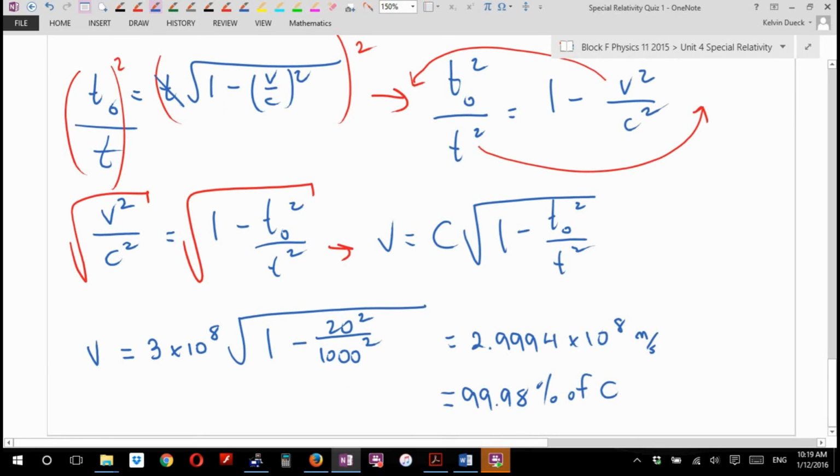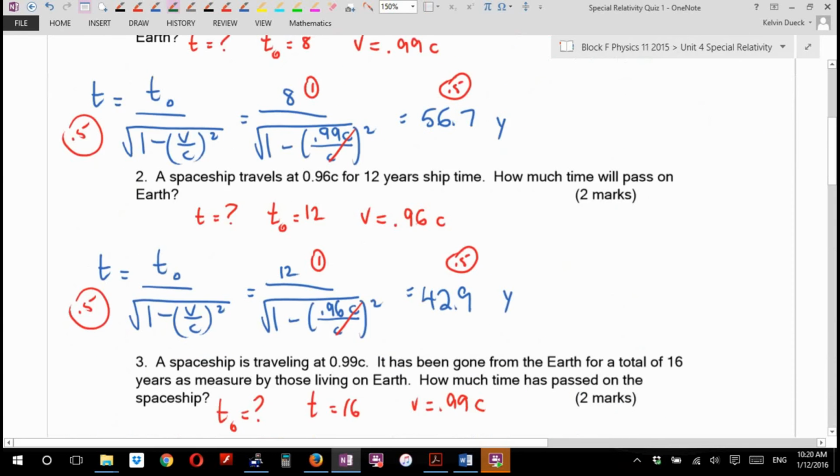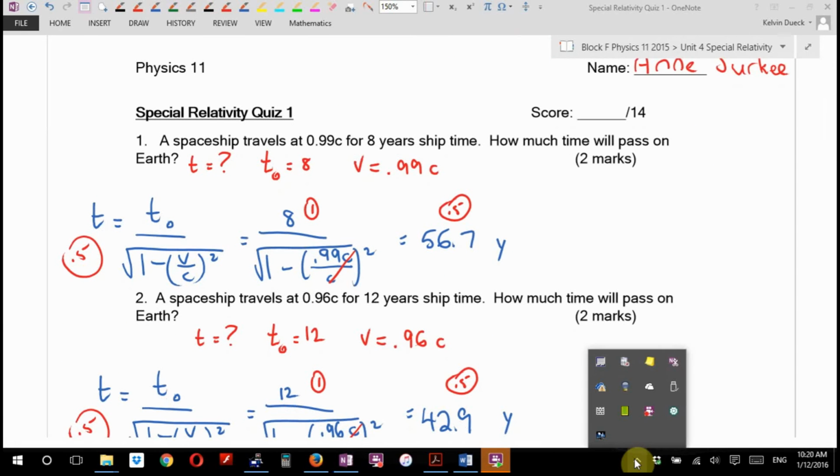Is that okay? How would I do the mark breakdown for that? Let's see. 1, 2, 3, 4, 5. Oh, this works out great. Half, half, half, half, half, half. There's 3 marks. If you're not sure, show me. Can you give yourself a lovely score out of, count 'em, 14, please?